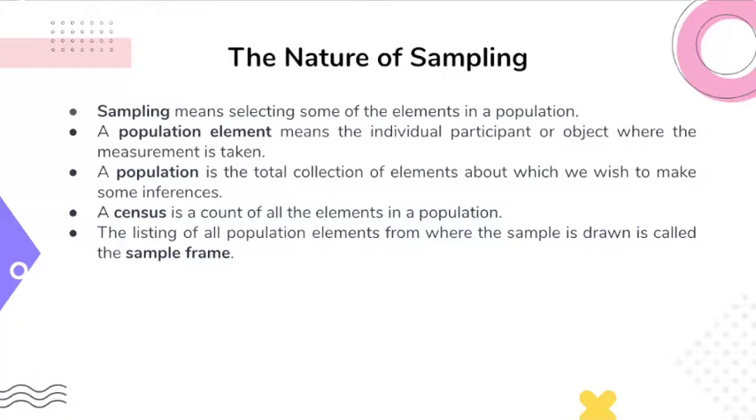And then a census is a count of all the elements in a population. If 7,000 students define the population, a census would obtain information from every one of them. Census means that we interview every single one of the population elements. And then we call the listing of all population elements from which the sample is drawn the sample frame. Okay, and that's it for the nature of sampling.